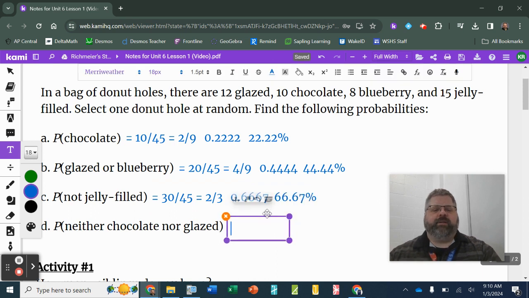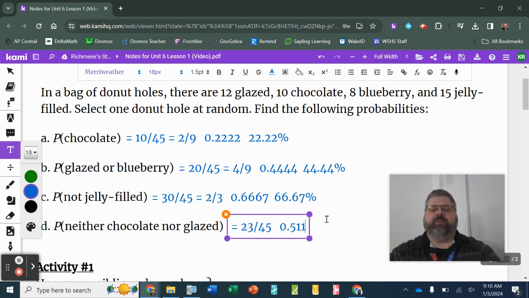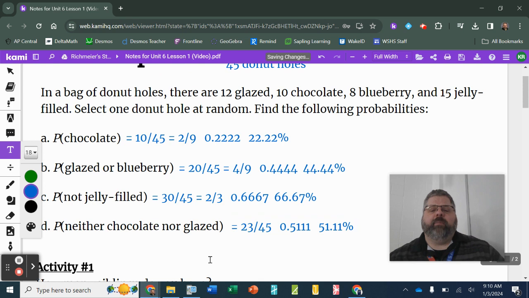Then coming to part D, again, a little bit of thinking. I don't want chocolate or glazed donut holes. So the one that I'm drawing at random, I do not want it to be chocolate or glazed. They tell us there are 10 chocolate and 12 glazed, so that gives us 22 that we don't want to select. So 45 minus 22 gives us 23 that meet that condition. And so 23 over 45, well, that's actually in simplest terms. As a decimal, that would be 0.5111, or I could express it as 51.11%.